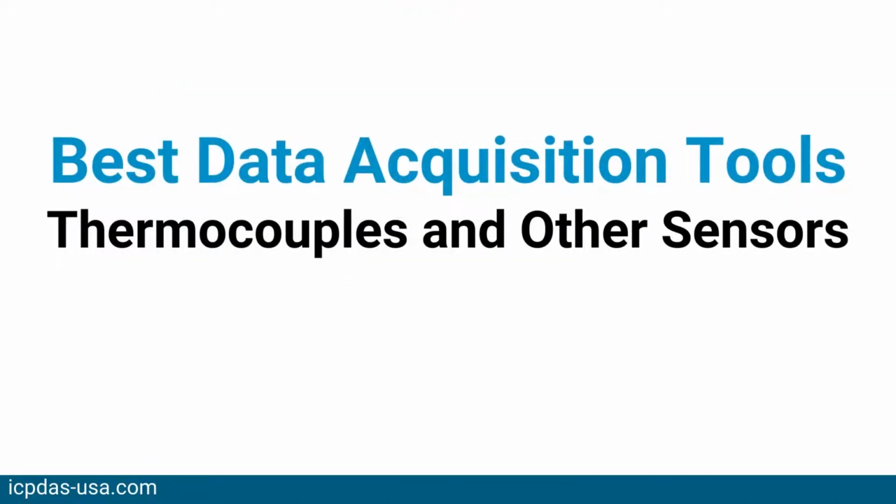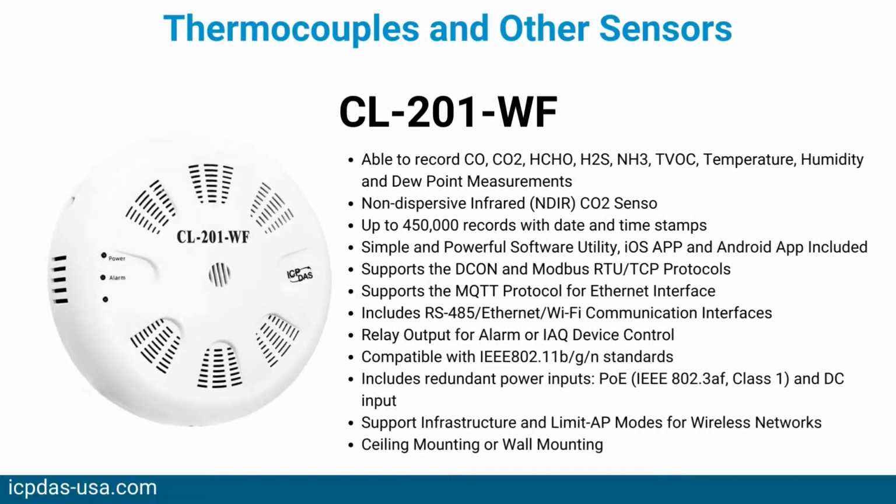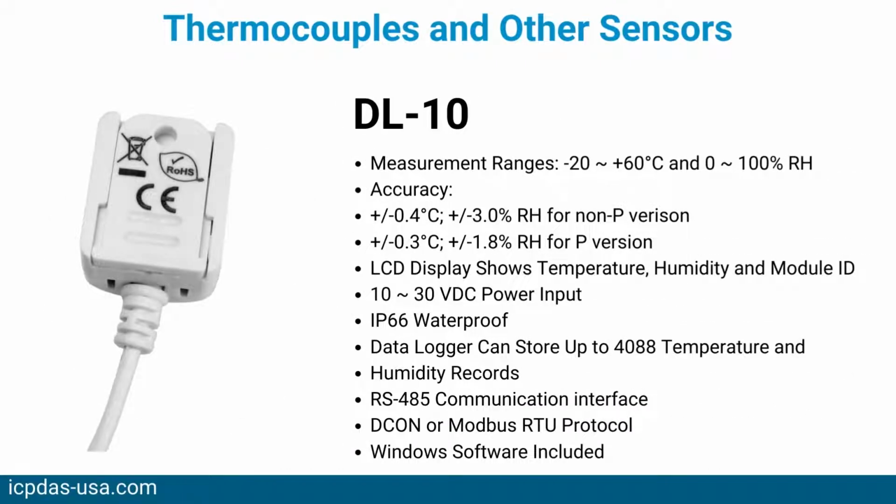Thermocouples and other sensors are devices used to give quantified data from a given physical quantity. The CL201E is a remote CO2 temperature humidity dew-point data logger module. The CL201WF is a remote CO2 temperature humidity dew-point data logger with Ethernet, RS-485, Wi-Fi interfaces, and power over Ethernet. It supports Modbus RTU and MQTT protocols. The DL10 is a RS-485 remote temperature and humidity data logger.